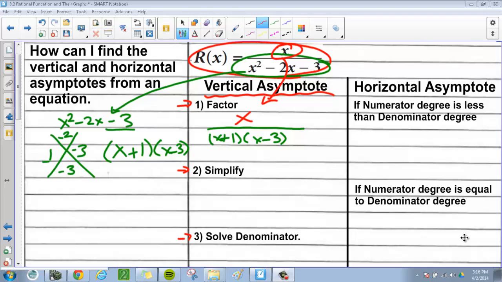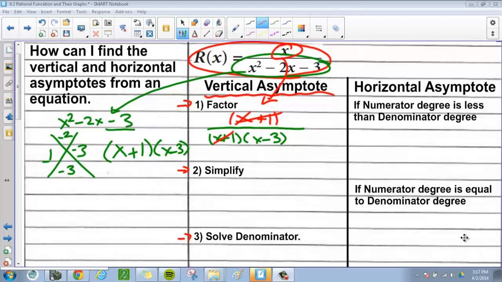Now we have to simplify. So we have to ask, is there anything you can cancel on top or bottom? Well, some might say you can cancel this x with this x, but you can't. You have to cancel whole factors. Now if this was x plus 1 like that, you could cancel it off with that, but it's not. So you can't cancel it.